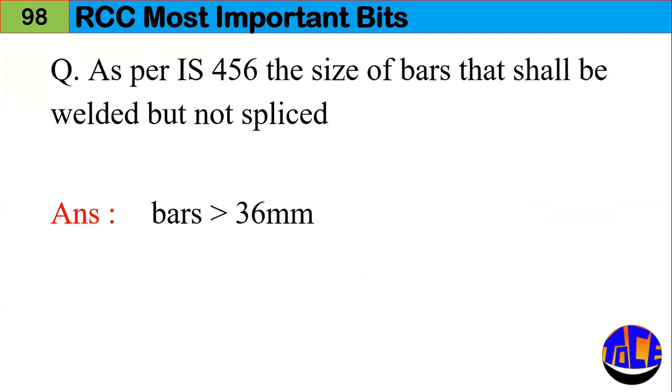Question number 98. As per IS 456, what is the size of bars that shall be welded but not spliced? Bars of greater than 36 mm dia should not be spliced, but they can be welded.